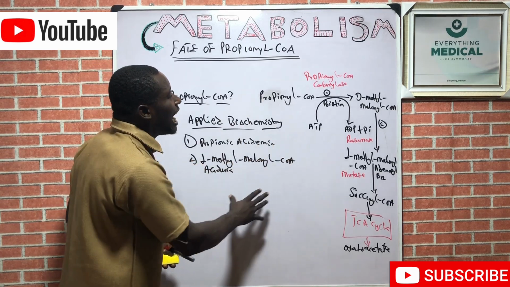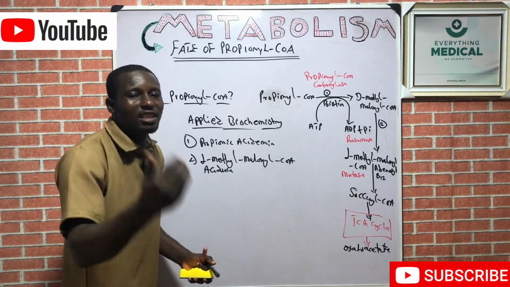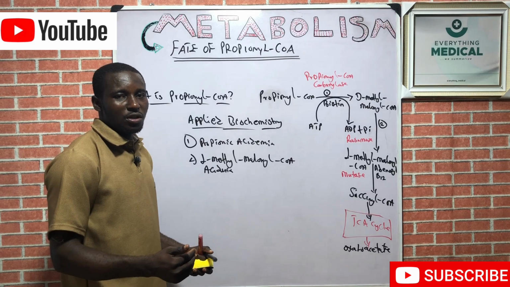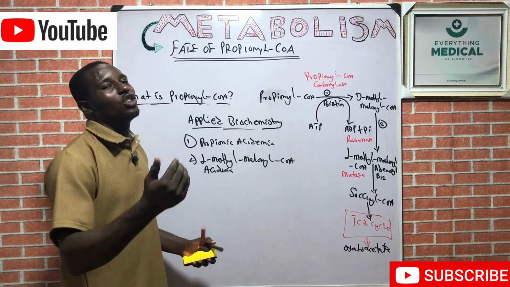So these are the fate of propionyl-CoA, which is generated from the beta oxidation of what? Odd-chain fatty acids. Because, as I said earlier, it can also be generated from the metabolism of valine and isoleucine.